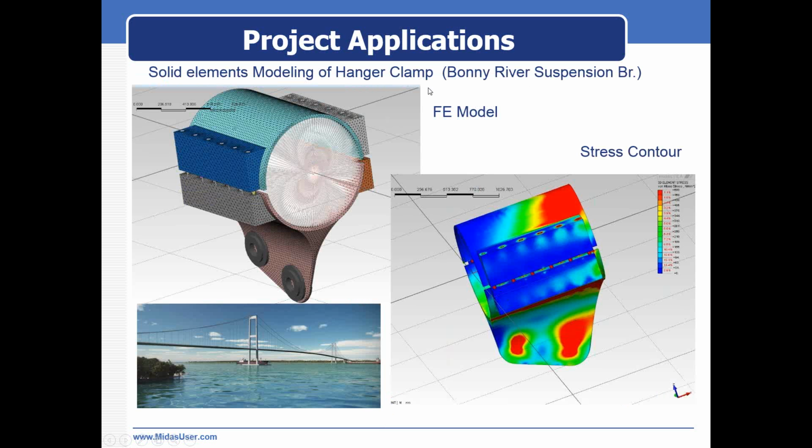Next is the hanger clamp. Generally, when we go for frame modeling, we connect the hangers to the main cables just through nodes. But at these nodes, we have hanger clamps, and at these hanger clamps, there is high stress concentration. If we do not go for finite element modeling of hanger clamps, then we are just considering the clamps to be sufficient to resist the load. But that might not be the case and might lead to failure of the bridge. So this is very crucial.